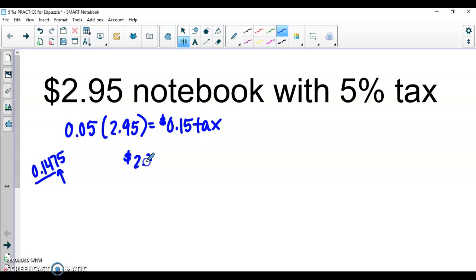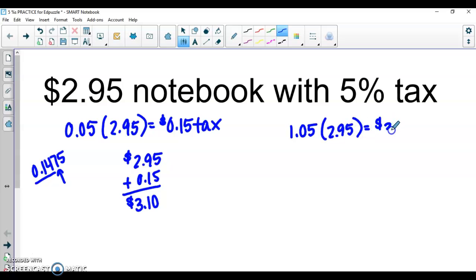So we have 15 cents tax, so we have $2.95 plus the 15 cents tax gets added on, and we have $3.10 as our selling price. If you were method 2, you would have done 1.05 times $2.95, and that would also give you $3.10.